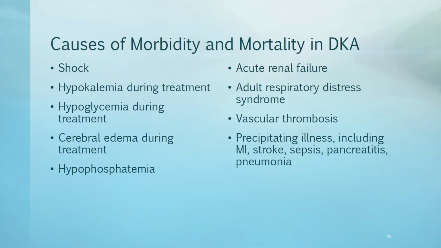Some of the causes of morbidity and mortality in DKA, primarily is shock, because this patient comes in in full-blown hypovolemic shock if they wait for a very long time before they come into the hospital. They can also have severe hypokalemia during treatment. That's why it's very important to replace that potassium if they're hypokalemic before you start the insulin.